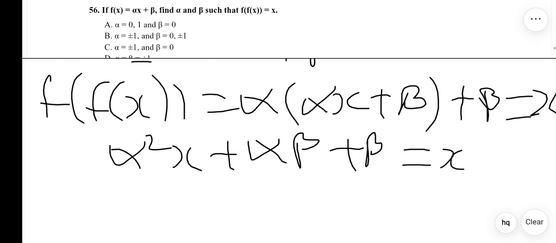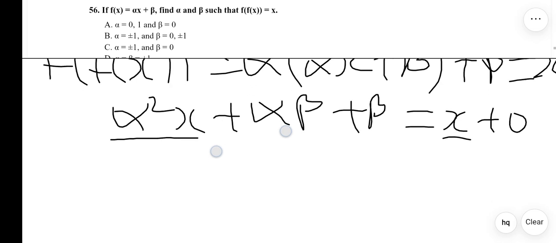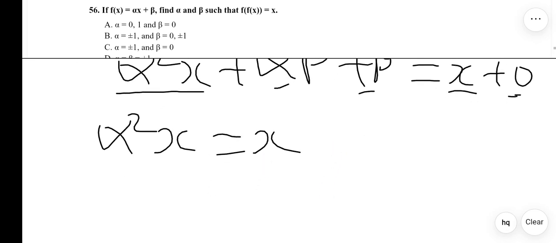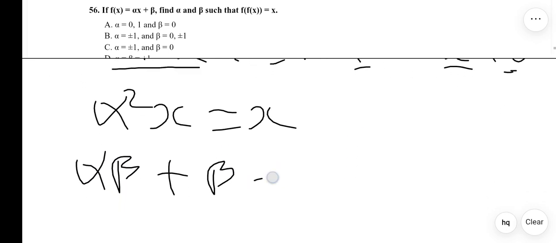So by comparing, this place is like saying x plus 0. Which one has the coefficient of x here? Alpha has the coefficient of x. So I can say that my alpha squared x is the same thing as x. Since this one does not have x, they are normal numbers, and this is the same thing as x plus 0. So by comparing, I can say that my alpha beta plus beta is equal to 0. So this x here will cancel themselves.